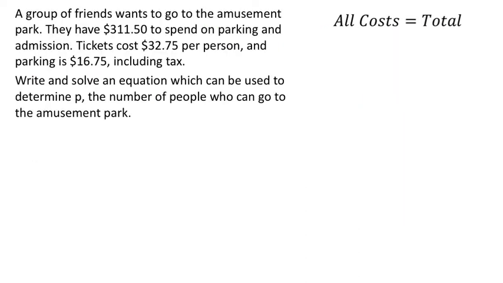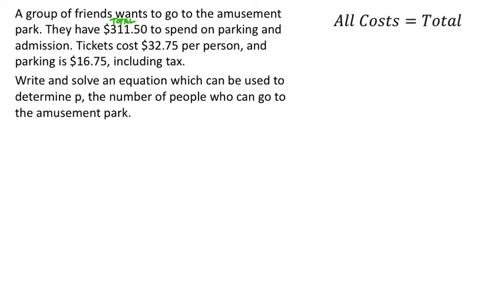So this one, a group of friends wants to go to the amusement park. They have $311.50 to spend on parking and admission. Tickets cost $32.75 per person, and parking is $16.75, including tax. Right? Solve an equation which can be used to determine P, the number of people who can go to the amusement park. Well, first off, it says that they have $311.50. That right there is a total.